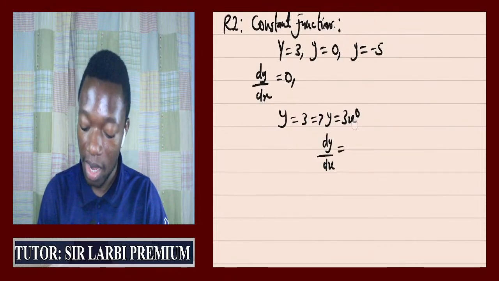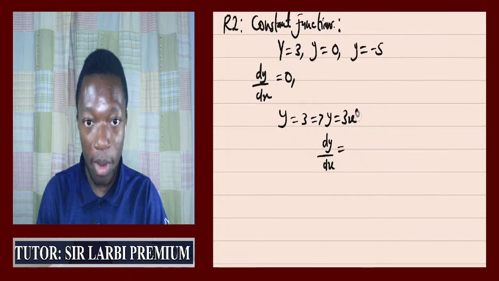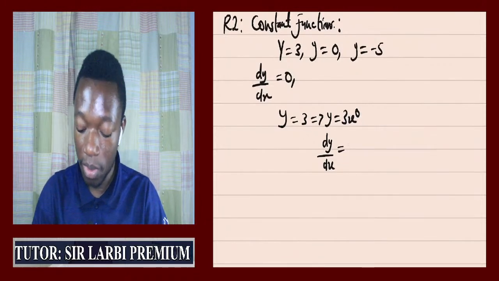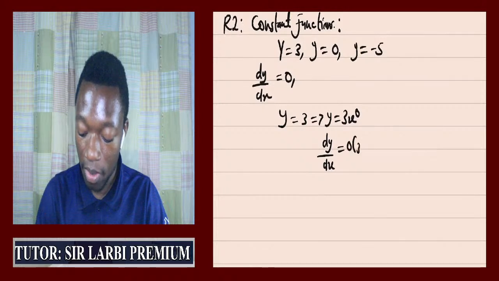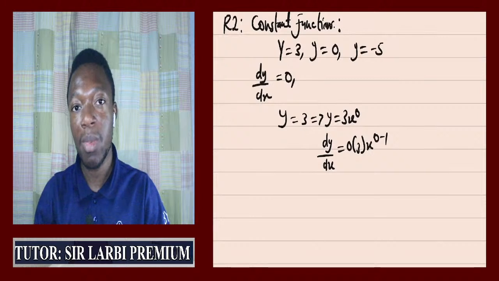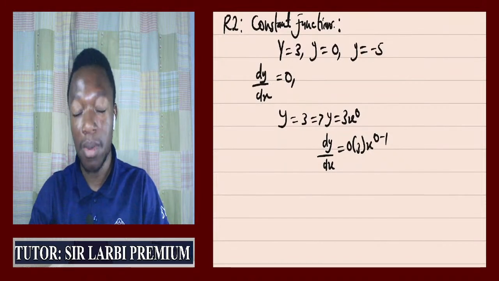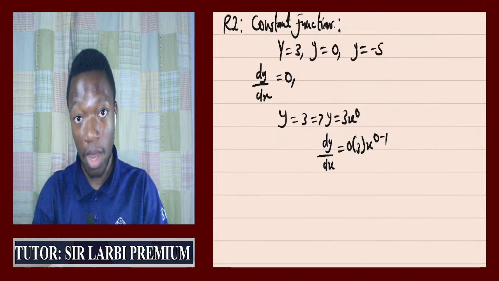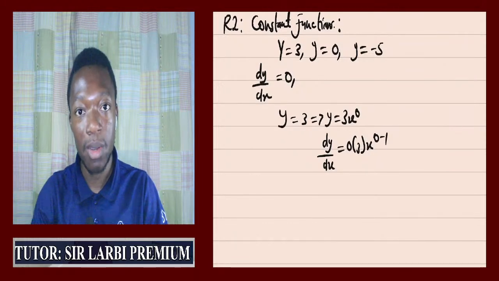That is for the y. And for the x, all I will do is multiply 0 by 3. So we follow the power rule approach: 0 multiplying 3, then x to the power 0, repeat and subtract 1 from it. Any number multiplying 3 multiplying 0 is 0. Any number multiplying 0 is 0.